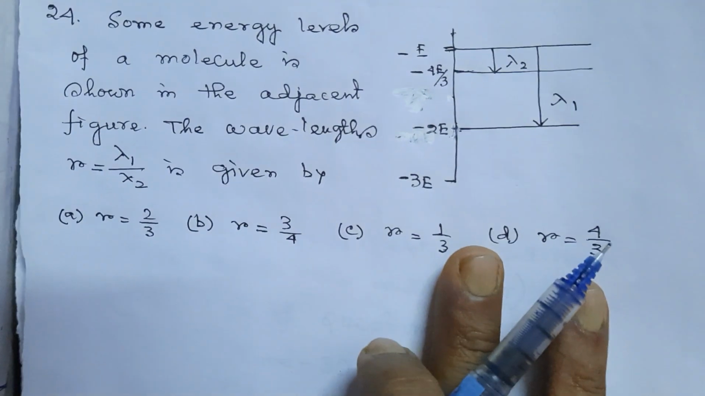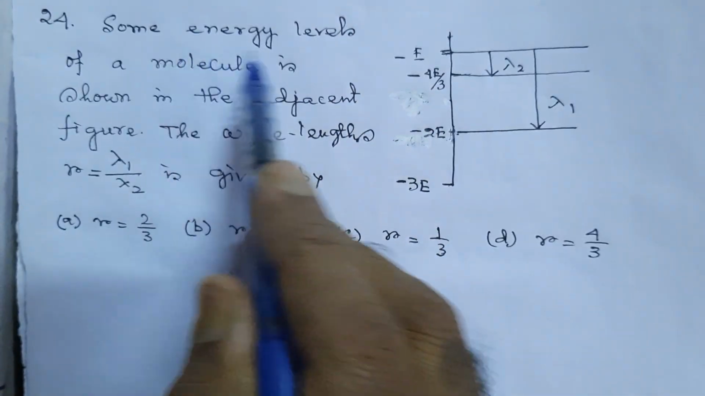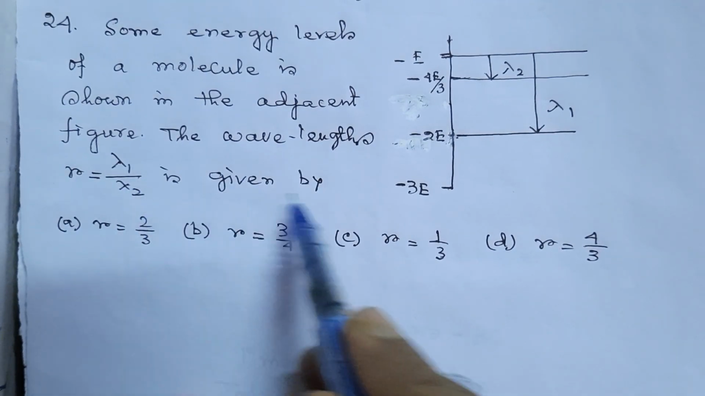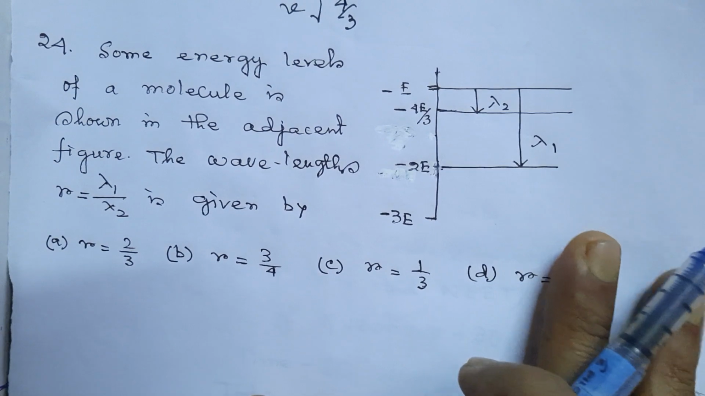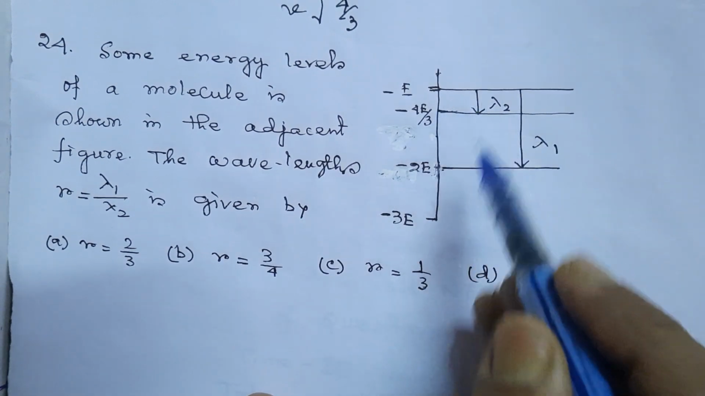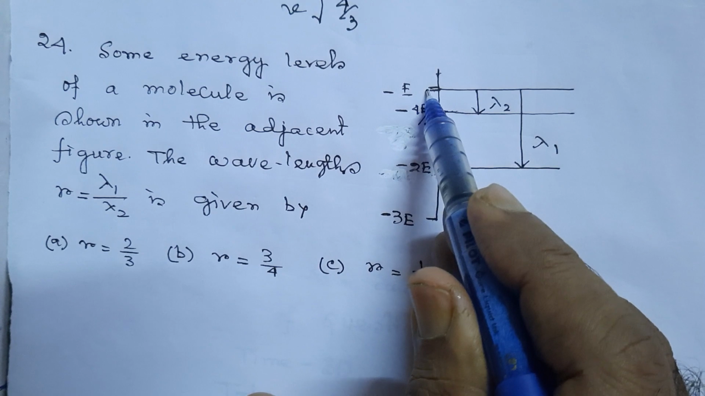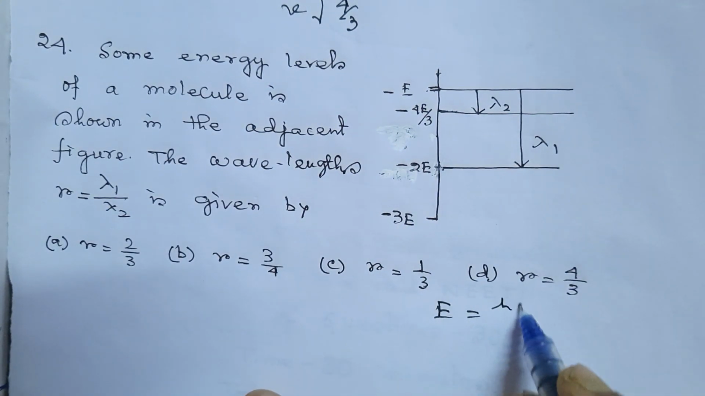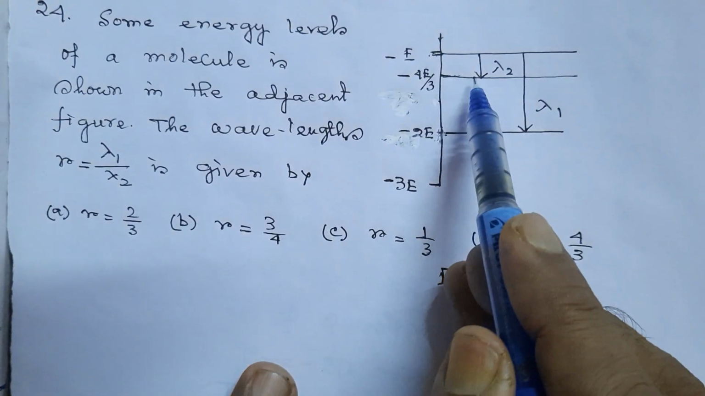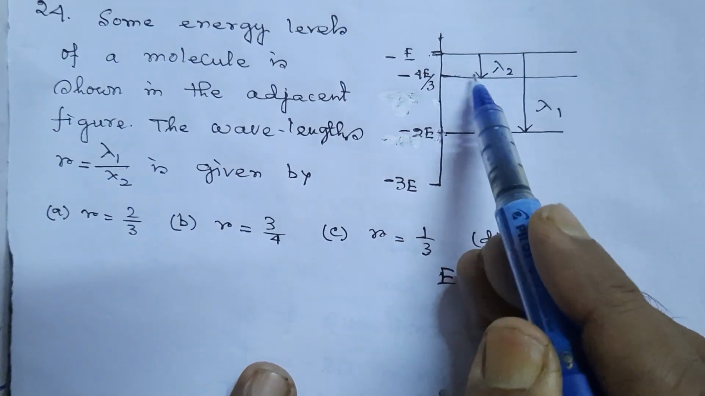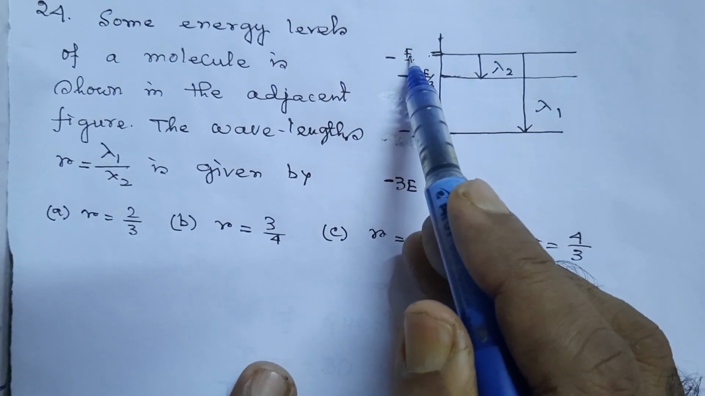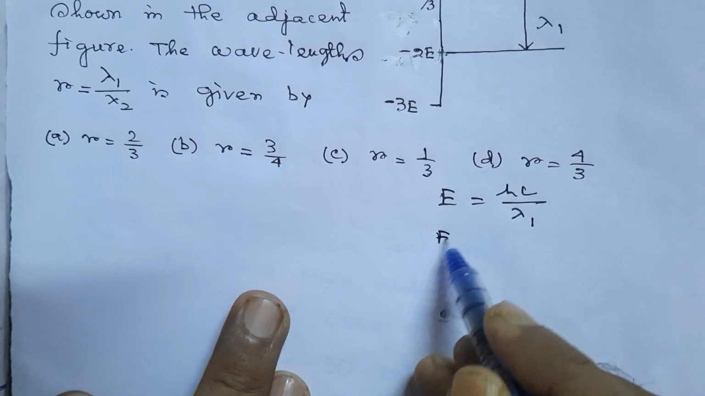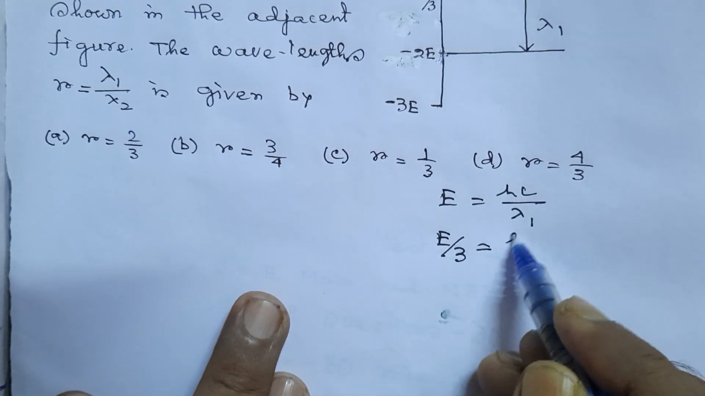Now see question number 24. Here, some energy levels of a molecule are shown in the adjacent figure. The ratio of wavelengths lambda 1 by lambda 2 is given by. Here there are two radiations. First one, lambda 1, corresponds to the transition between the orbits minus 2e and minus e, so the energy difference is e equals hc by lambda 1. Now lambda 2 is for the transition between the orbits having energy minus e and minus 4e by 3. So the energy difference is e by 3, so e by 3 equals hc by lambda 2.